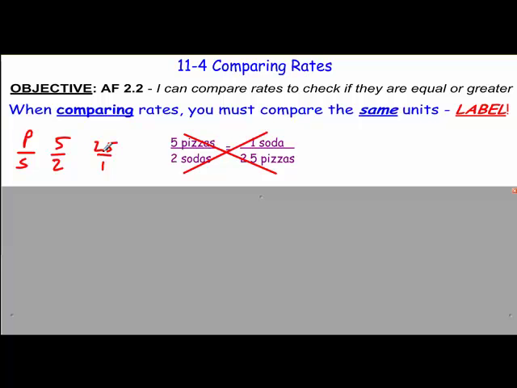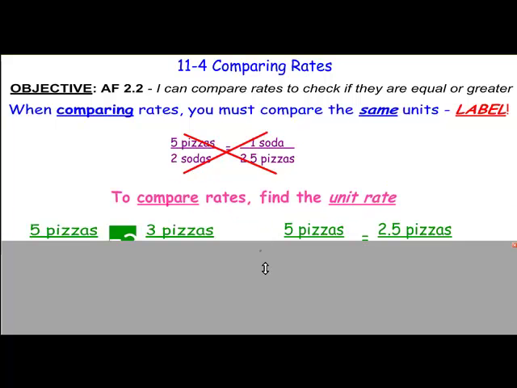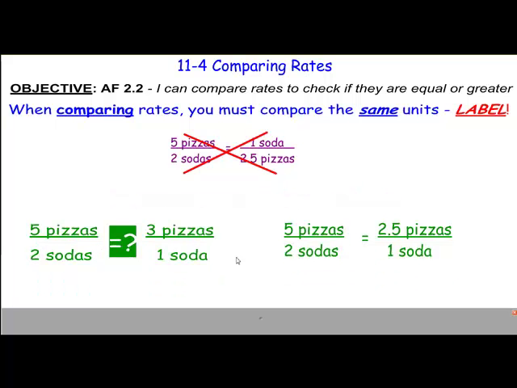So remember, make sure that whatever way you label this, you write your ratio accordingly. That's why labeling is so important. So let's take a look at comparing rates. To compare rates, you have to find the unit rate.